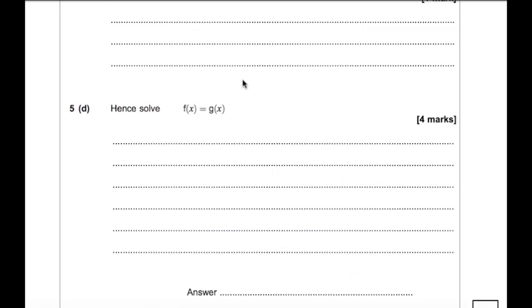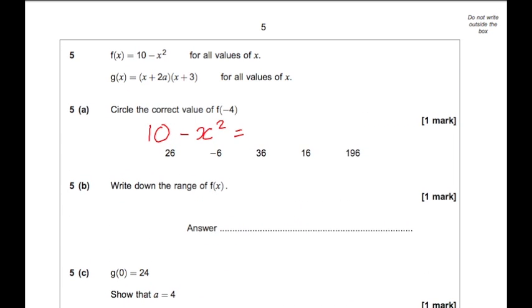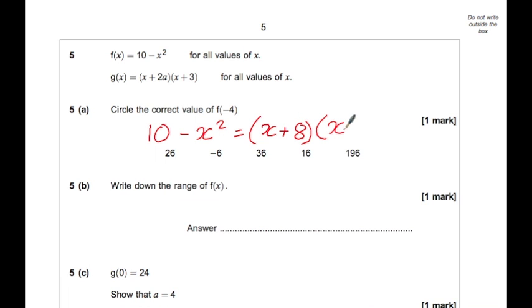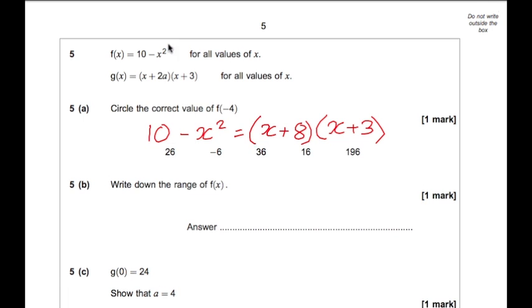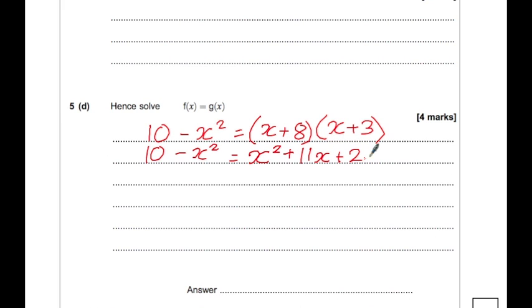So hence solve, when does f of x equal g of x? So f of x was 10 minus x squared, and g of x, now we know that a is 4, g of x is going to be x plus 8 times by x plus 3. So we just need to solve this equation. So 10 minus x squared equals x squared plus 11x plus 24. So if we get everything on one side, we've got 2x squared plus 11x plus 14.